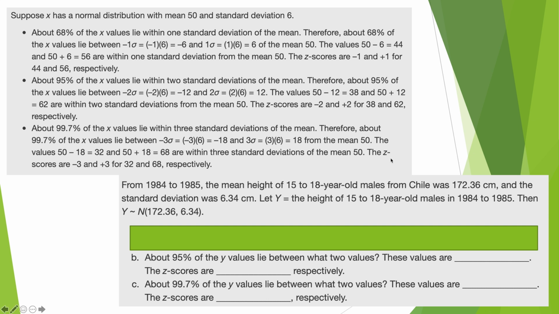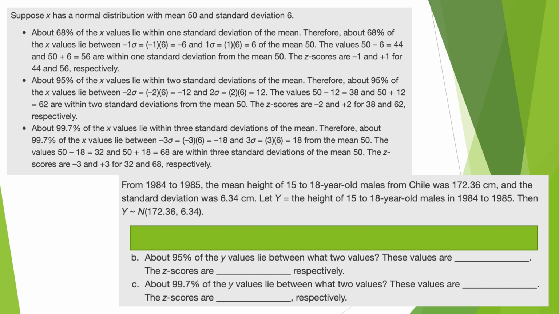Therefore, about 68% of the X values lie between minus 1 standard deviation, which is negative 6, right? Because each standard deviation is worth 6, and I'm going down 1. And positive 6 above the mean, because it's 1 standard deviation above. If the mean is 50, and I'm 1 standard deviation below, and every standard deviation is worth 6, then 50 minus 6 is 44, and 50 plus 6 is 56.